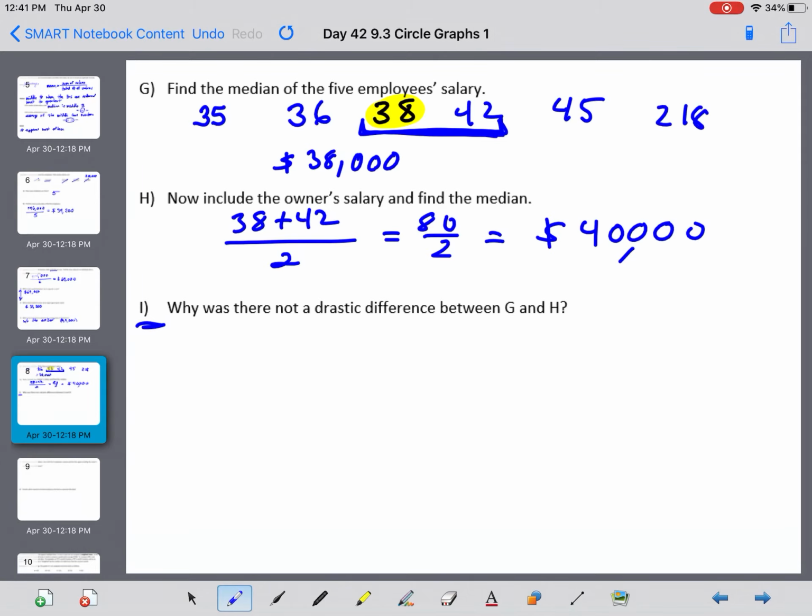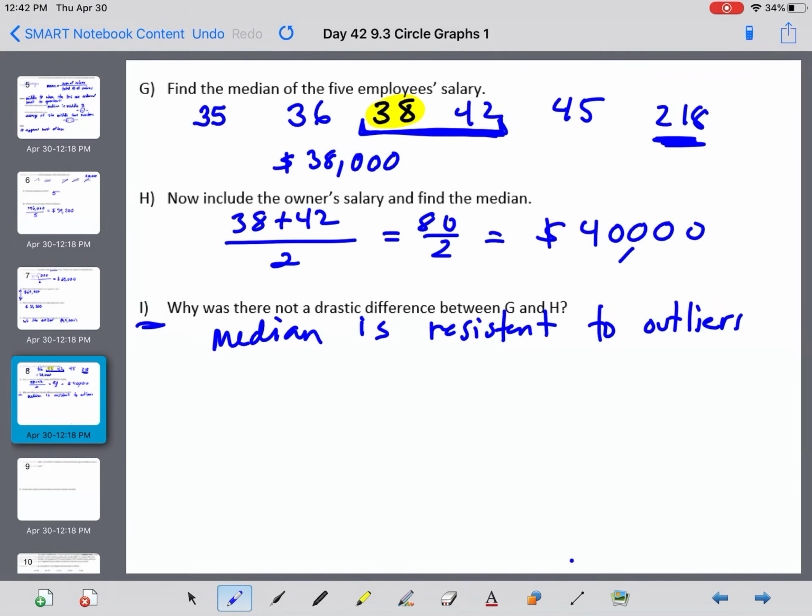So notice there was not a huge difference between G and H. So that's kind of cool. The reason is because the median is resistant to outliers. Okay, so this 218,000 was just tacked on to the end here because it was the biggest value. And so when I'm still looking at the middle 2 numbers, this 218,000 had no impact on it whatsoever. I guess it bumped it up just a little bit because now I'm averaging 38 and 42, but it did not have a significant change to it. So that's something just to keep in mind.